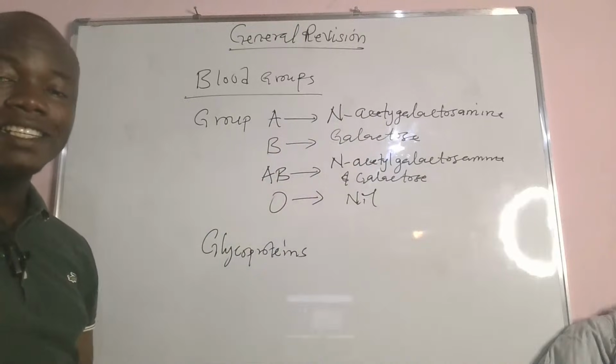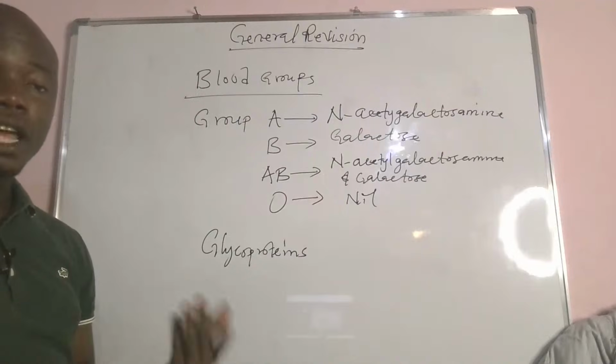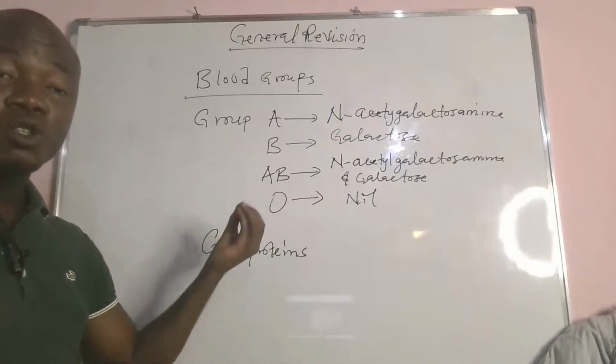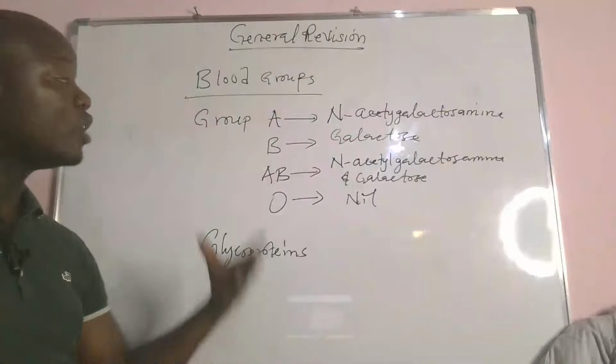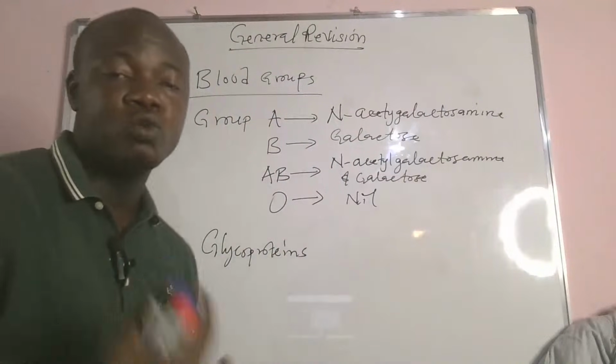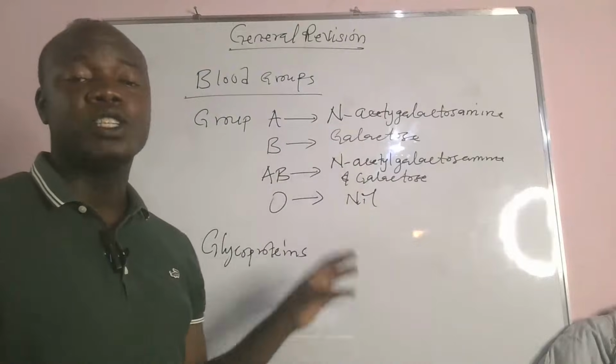Because remember, the antigens are glycoproteins. Antigens and antibodies, they are all glycoproteins, and they have their own specific sugars that are found on the surface of the antigen and also the surface of the red blood cells. So that is why there is mismatching. So these are the different types of blood groups that we have.